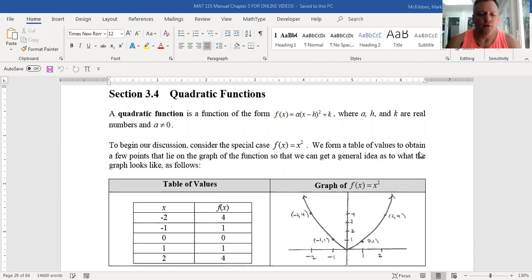So this section is on quadratic functions. What we're going to do is use all of the knowledge that we've gained about functions themselves so far, as well as some basic algebra skills, and look at how to graph a very particular class of functions.